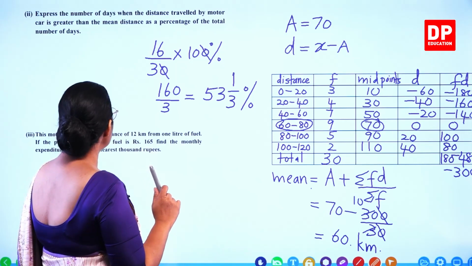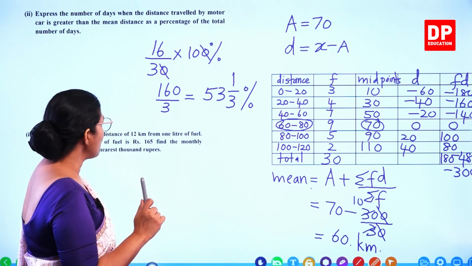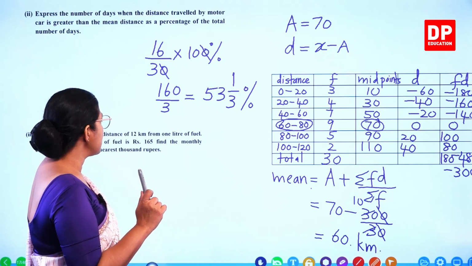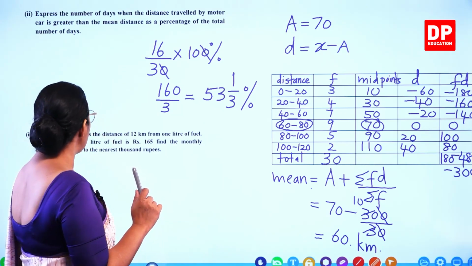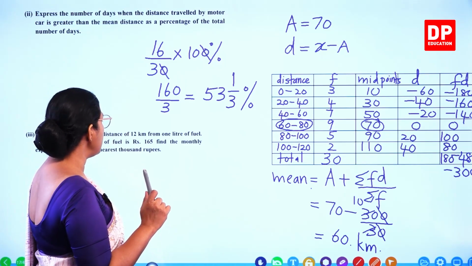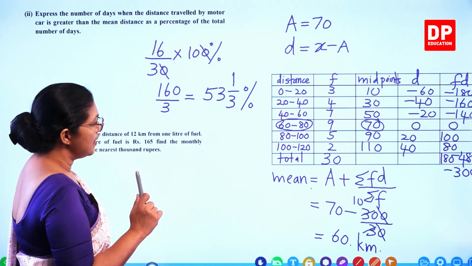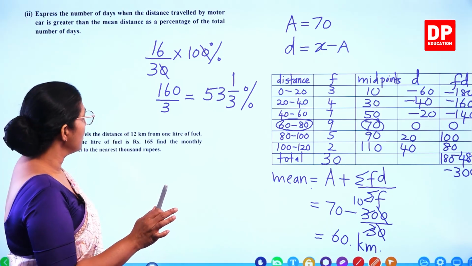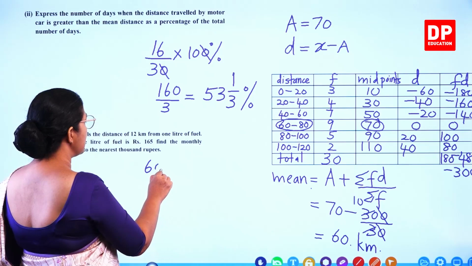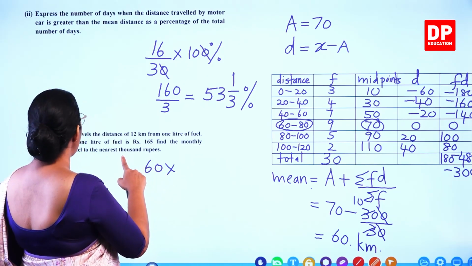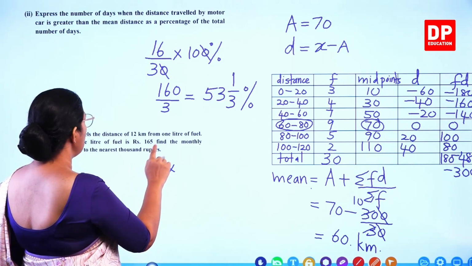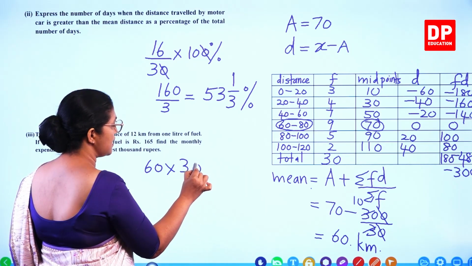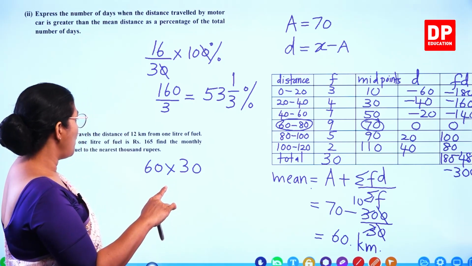And then what's the last part? This motor car travels the distance of 12 kilometers from 1 liter of fuel. If the price of 1 liter of fuel is 165 rupees, find the monthly expenditure of fuel to the nearest 1000 rupees. So 60 kilometers per day. And how many days for a month? 30. So you have to multiply by 30. This is the total number of kilometers traveled.